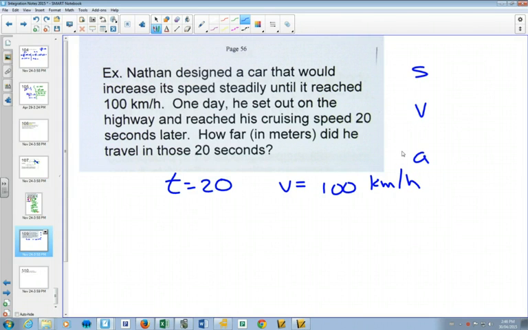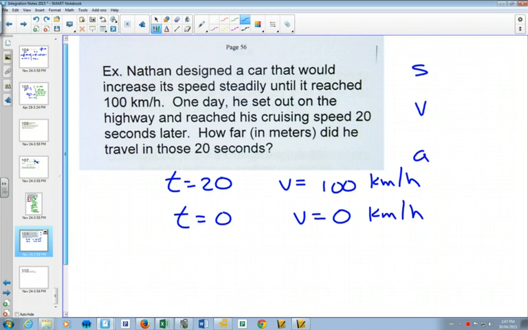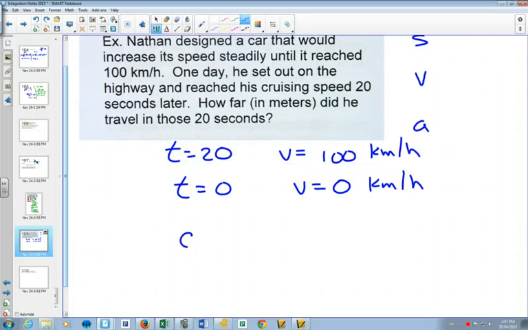When t is equal to 0, our velocity is equal to 0. Good. So we know the acceleration must be constant. So what letter would you like to use for a constant? Because acceleration has to equal something that doesn't change.